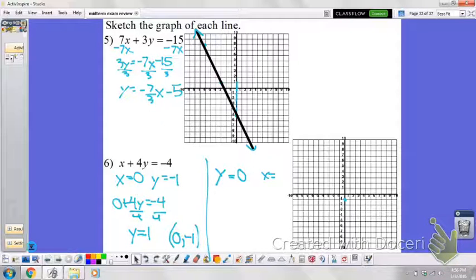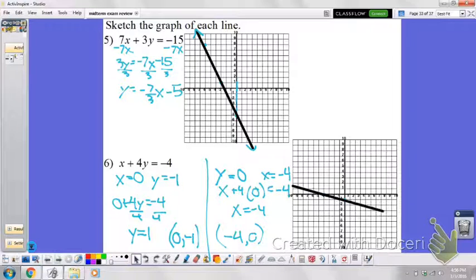Now, if y is equal to 0, that gives me x plus 4 times 0 is equal to negative 4. So that just gives me x is equal to negative 4. So that makes the point negative 4, 0. So I can put a point at negative 4, 0. And then I can sketch my line through those 2 points. And it'll look like this.